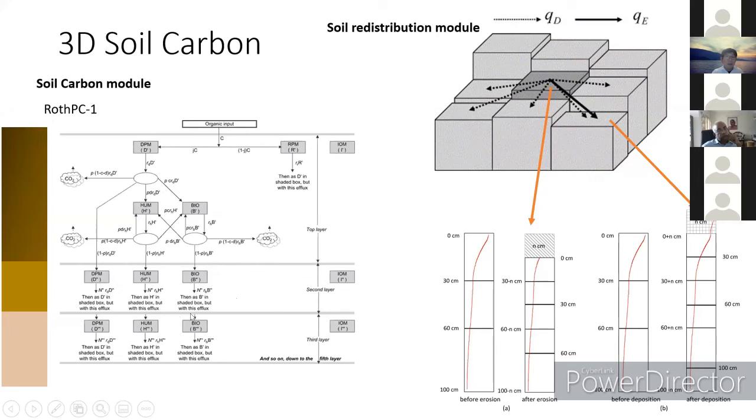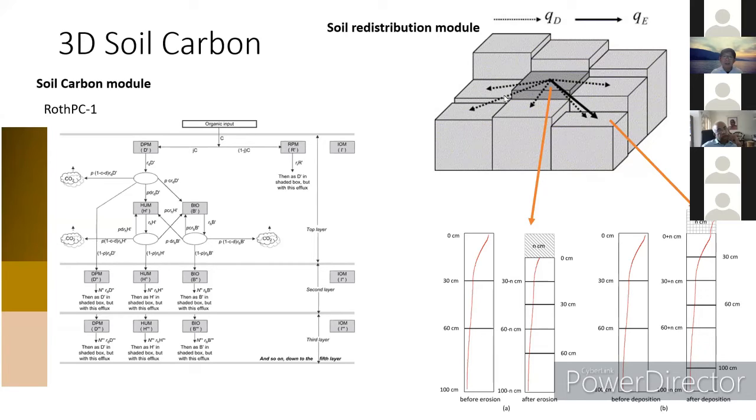The RothPC-1 is made up of different layers, and there's transport, so you can put in organic carbon input, and then the carbon can be moved over to the second layer, and so on. So this is the RothPC-1. It's semi-mechanistic because it's not a fully mechanistic model, it has some empirical parameters, but we combine it with a soil redistribution module in a landscape.